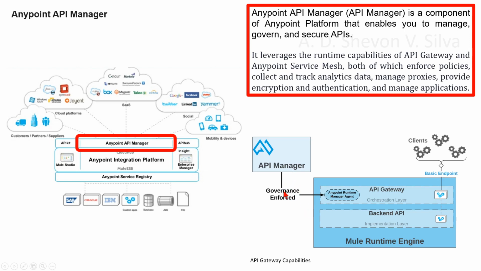Here you can see API Manager is connected to an Anypoint Runtime Manager agent. Governance enforcement is passed from API Manager to the Anypoint Runtime Manager agent. In Mule runtime engine, you can see the API gateway is there, and backend APIs here, and you can see here the orchestration layer and implementation layer. Clients are connected through the API gateway here. Actually, clients interact with the API gateway, and the API gateway interacts with the backend API, and the endpoint is the interaction between clients and the API gateway here.